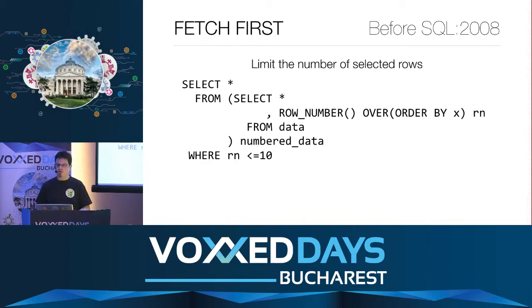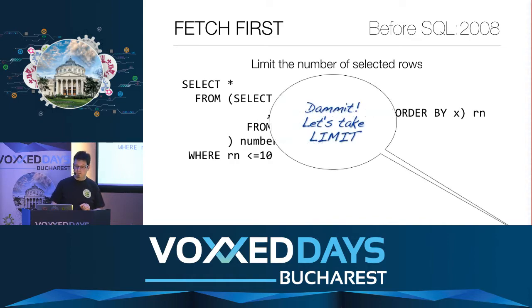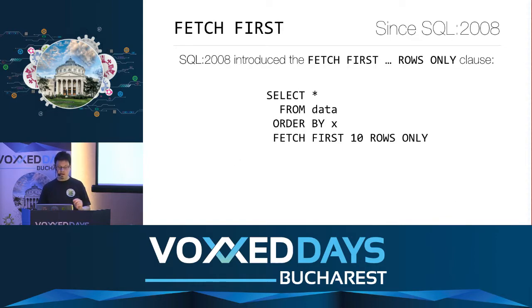even before this feature was introduced, you could already do it with window functions. So you can basically just number the rows and then cut it off. And commercial databases are even good at optimizing this query. Nevertheless, it's a lot of typing, and most people just say, oh, come on. Let's take limit or top or whatever. And now we have fetch first 10 rows only.